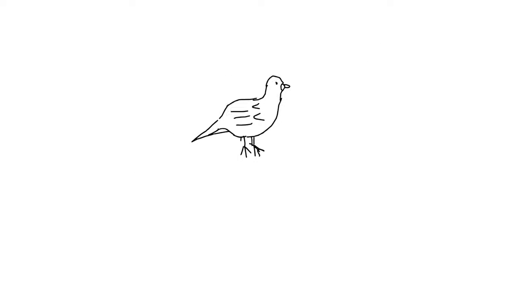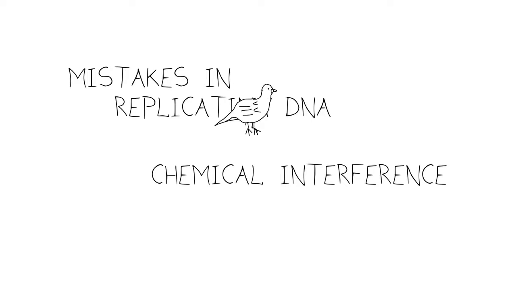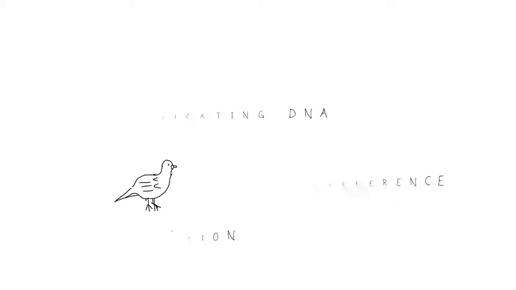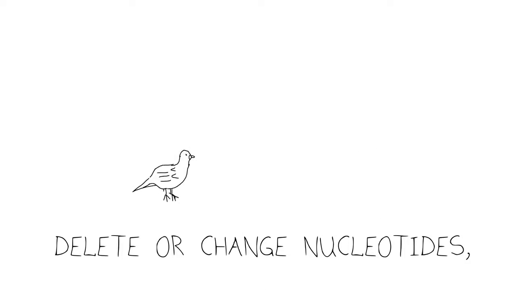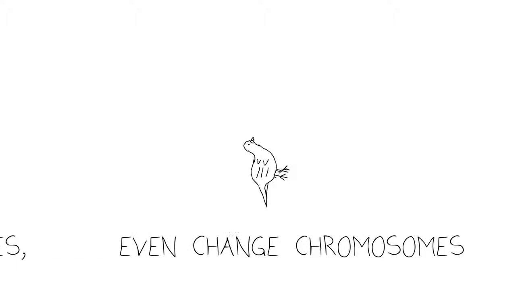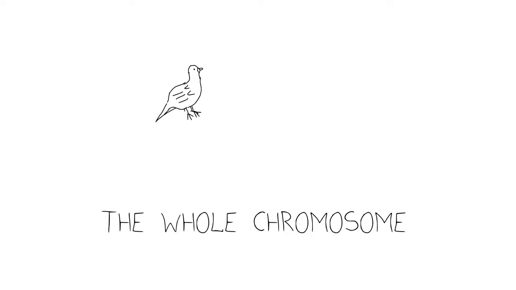Mutations happen regularly through mistakes in replicating or reproducing the DNA during cell division, from chemicals that can interfere with the structure of DNA, and from radiation. Though many of these factors are natural, they can be human-driven as well. The bottom line is that mutations can delete or change nucleotides. They can even change pieces of a chromosome, or even the whole chromosome.